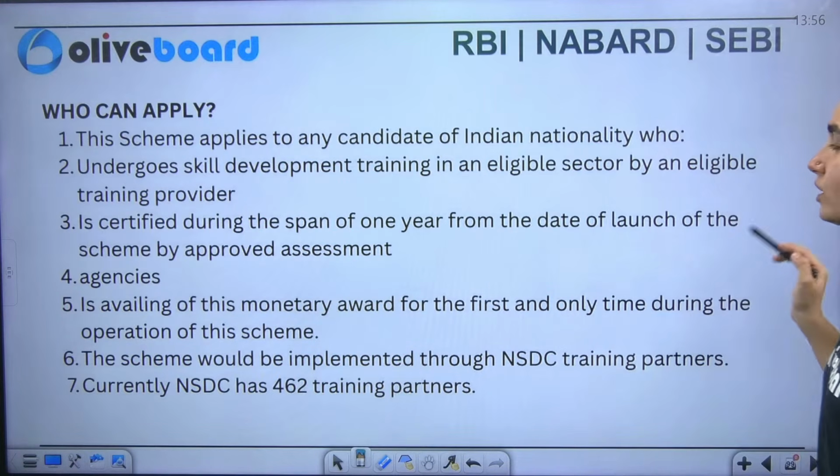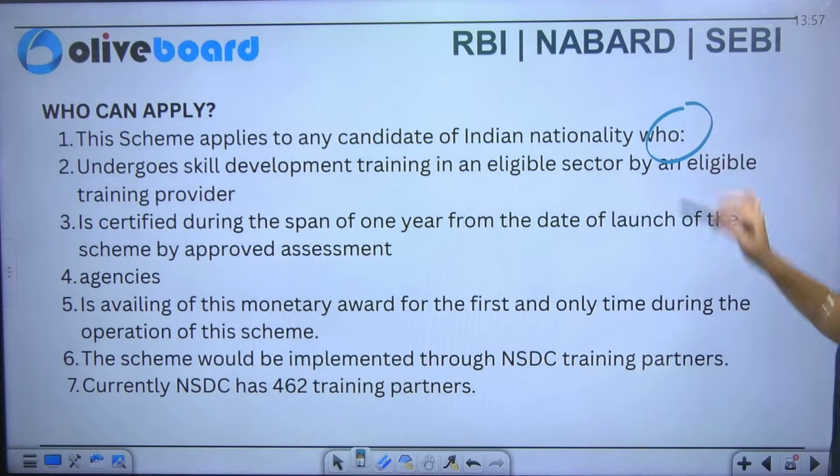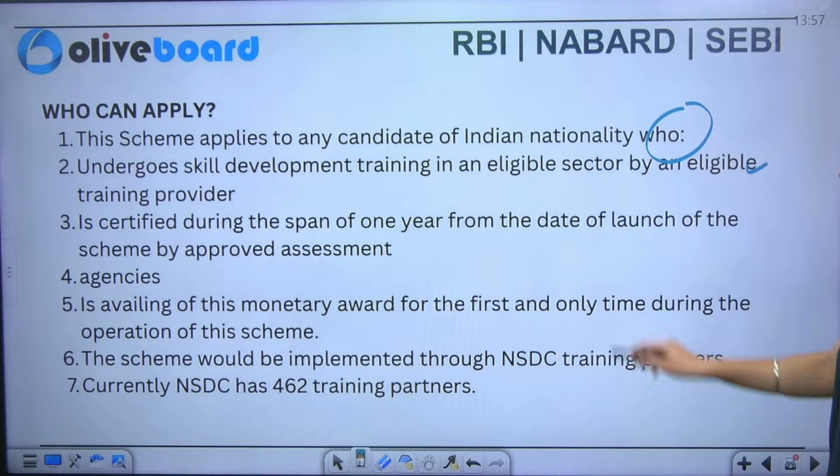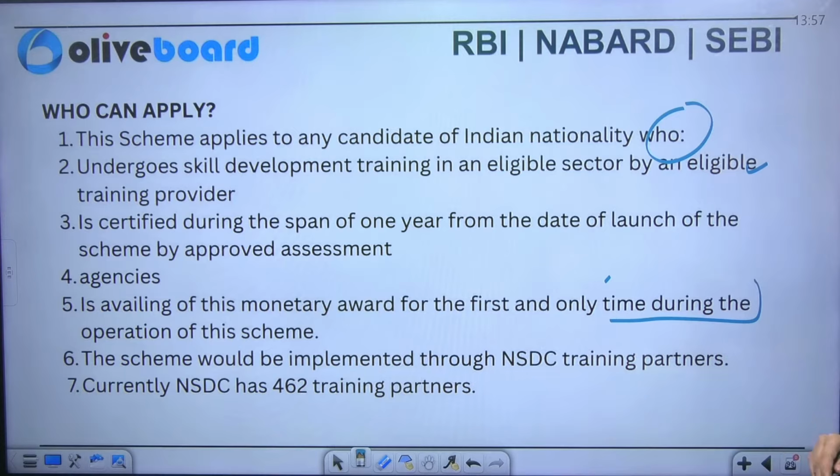The scheme applies to only those candidates of Indian nationality who undergo skill development training in an eligible sector by an eligible training provider, and are certified during the span of 1 year from the date of launch of the scheme by an approved assessment agency. Along with that, it also takes care of availing this monetary award for the first and the only time during this operation of the scheme.